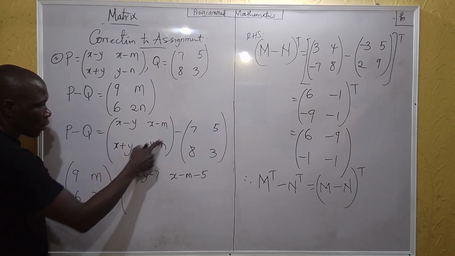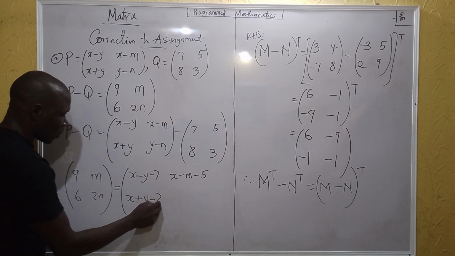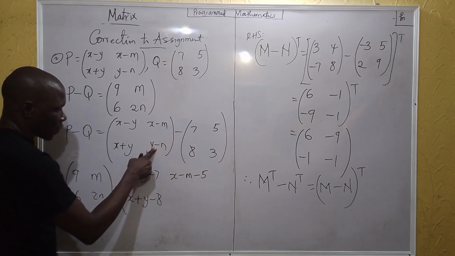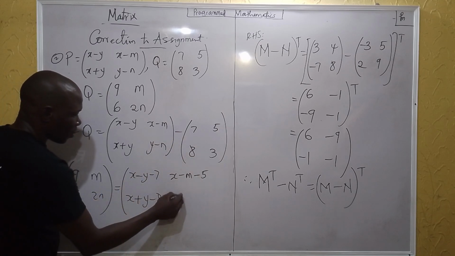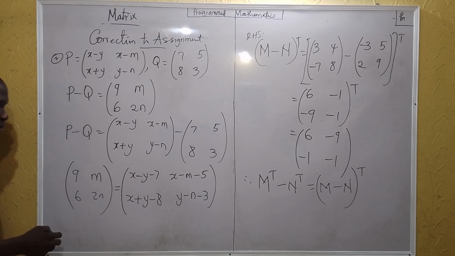X plus y minus 8. Then for this we have y minus n minus 3. So what this simply tells us is that these two matrices here are equal.